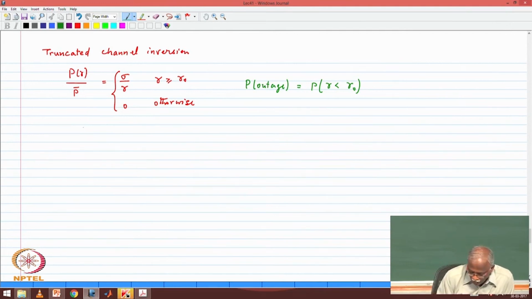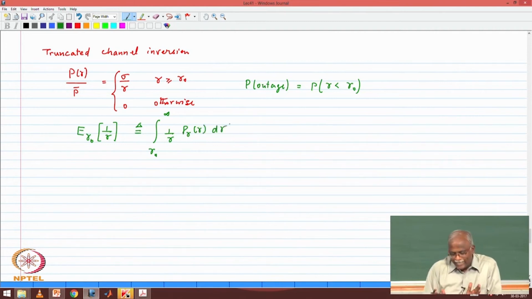So, it is no longer the expected value of 1 over gamma, but a modified expectation, only when it is above gamma naught. I am going to write expectation subscript gamma naught to tell you that it is only over that region. This is defined as the integral from gamma naught to infinity of 1 over gamma times p of gamma d gamma. Basically it is like an expected value, but I am going to do it only over the region of interest.